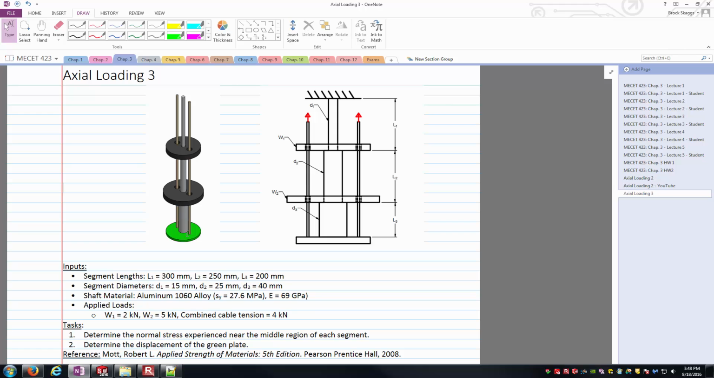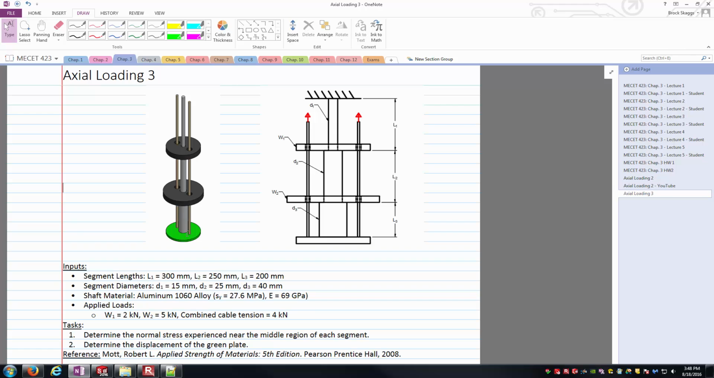And so some specifics of the problem, you can see the different lengths of the sections. We'll call section 1 the very top section, section 2 the middle, and section 3 the bottom one. Lengths of 300, 250, and 200 millimeters respectively. Different diameters there, ranging from 15 millimeters at the small end at the top down to 40 millimeters at the big end at the bottom.